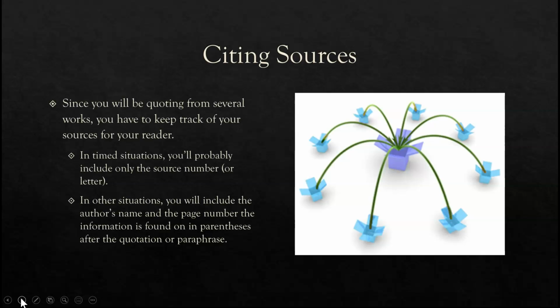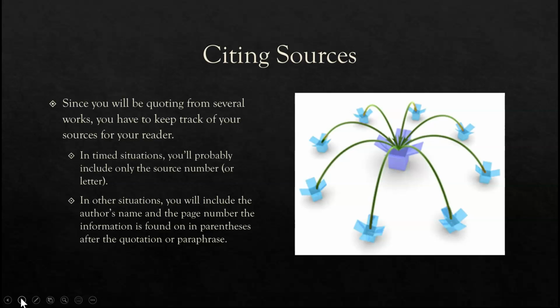Since you'll be quoting from several works, you have to keep track of your sources for your reader. In timed situations, you'll probably only include the source number or the source letter. For example, on the AP test, if you choose to take it, or in any timed synthesis essays that we write in class, you will refer to a source by the letter. So source A, source B, source C, etc.